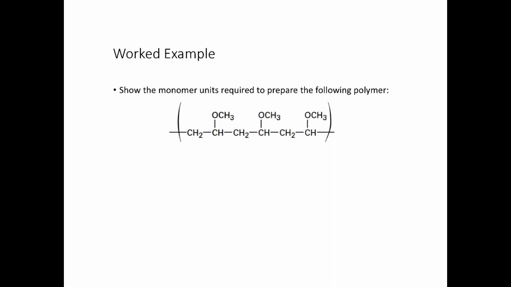So how would you figure out, if I gave you a polymer, what were the monomers that were used to prepare it? Notice the repeating units would be these units I'm highlighting. So your monomer would be those units but with a double bond. So this would be the monomer that was transformed into this polymer.